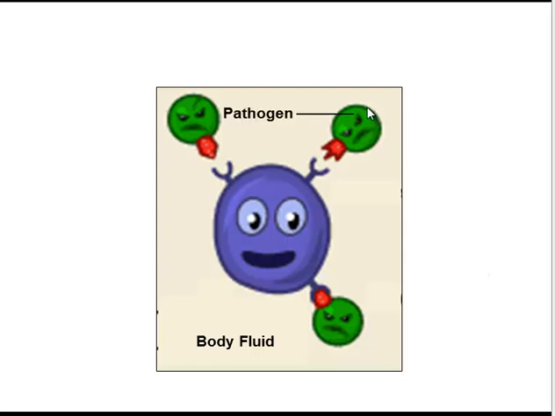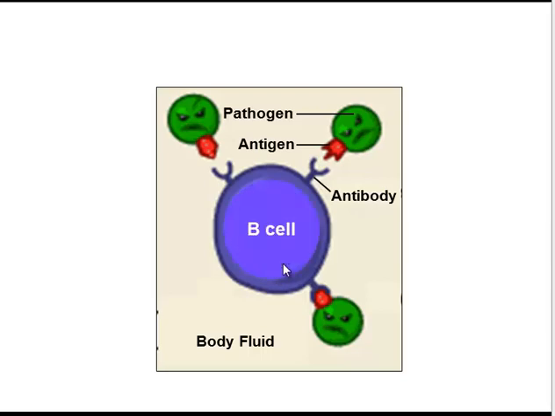Next, we've got the immune system. In this case, here's our pathogen, the bad guy. The pathogen has little molecules called antigens to help identify it. Those antigens will be bound by antibodies, and the antibodies are produced by special white blood cells called B cells.